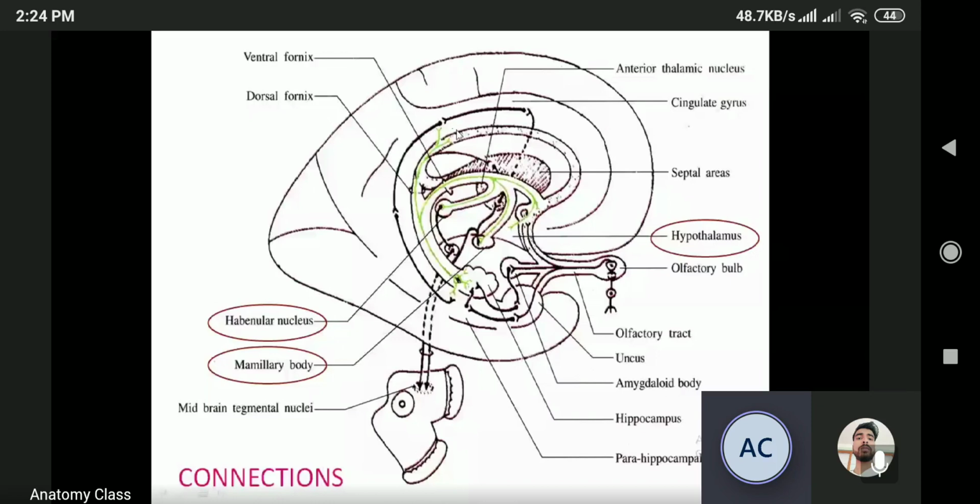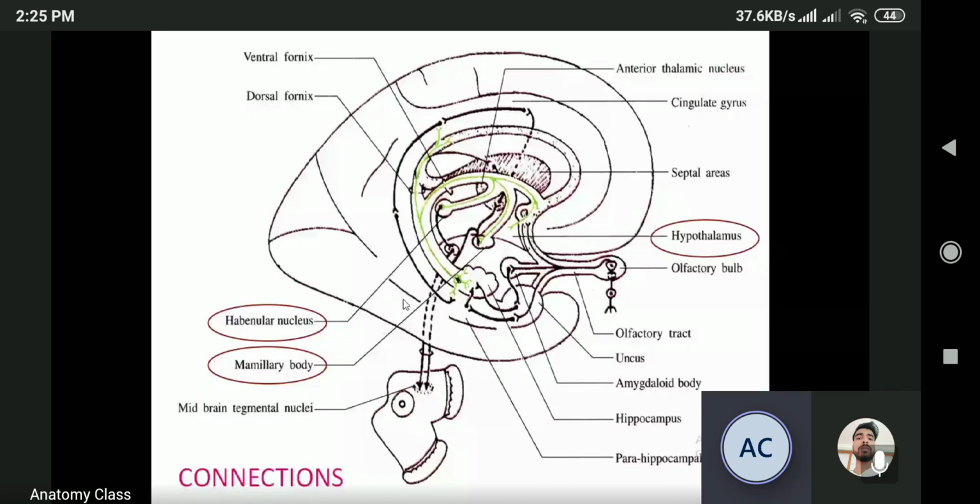So these are the different connections, or how the fornix connects different structures: hippocampus to the septal area, hippocampus to the mammillary body, hippocampus to the habenular nuclei. This is how the hippocampus is connected with different areas of the limbic system itself.